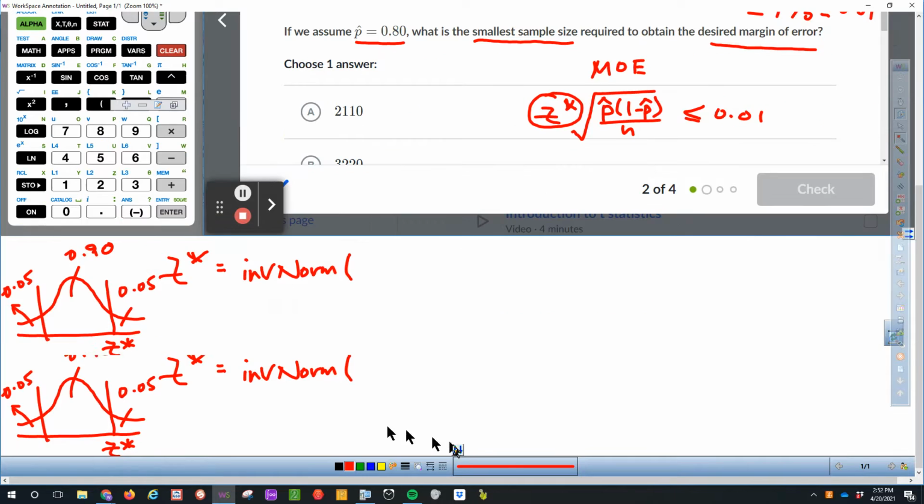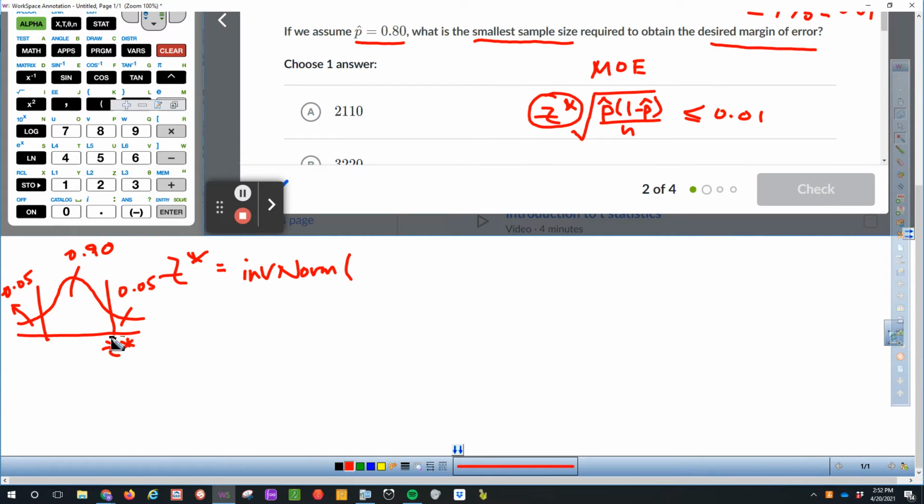Z star is actually kind of like a z-score. It's right here, and that's a negative z star. They both have the same value, but one is negative, one is positive. Now, on the calculator, inverse norm is always interested in the area to the left. In this case, this is what we want to find, the z star right here. This z star and this z star are the same thing.